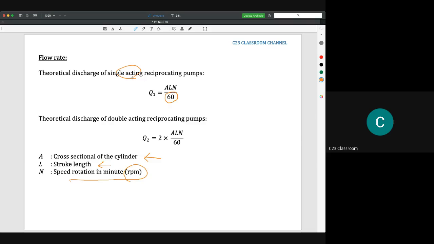But if you have a double acting reciprocating pump, you need to multiply by 2, because the volume of water transferred from the piston to the delivery pipe is twice for double acting. For a double acting reciprocating pump.